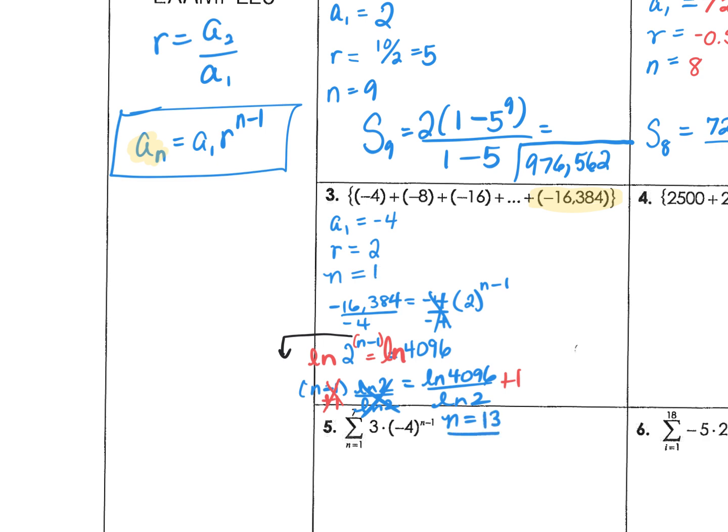Okay? Once we have that, then we can plug into the formula. S sub 13 is equal to a sub 1 times 1 minus r to the nth power divided by 1 minus r. Guys, the hard work's not going to be finding the sum. The hard work's going to be finding the things, usually n. If anything's going to be hard, it'll be hard finding n.